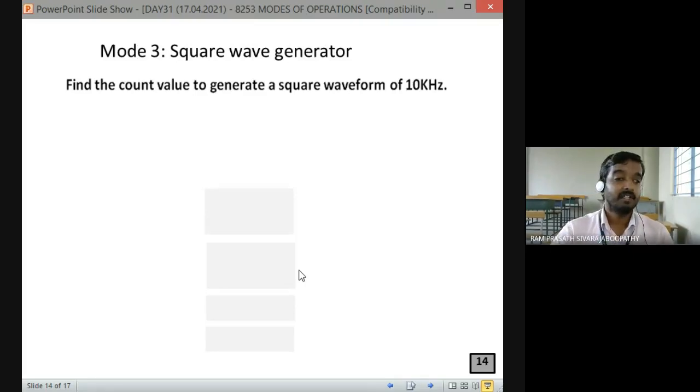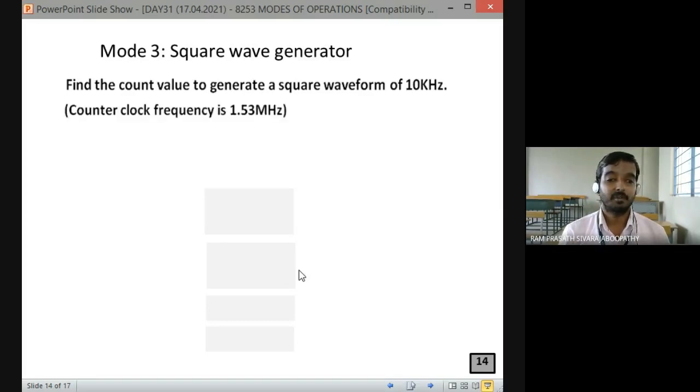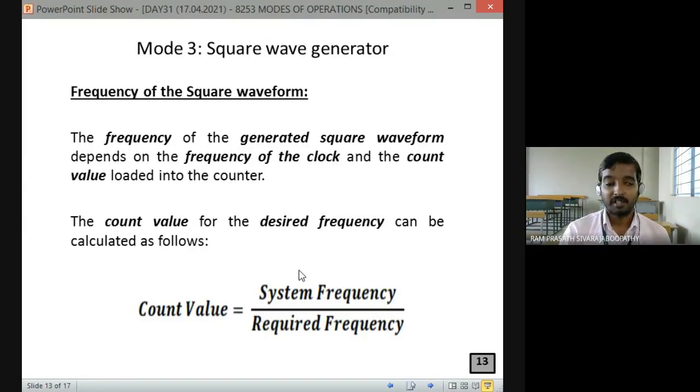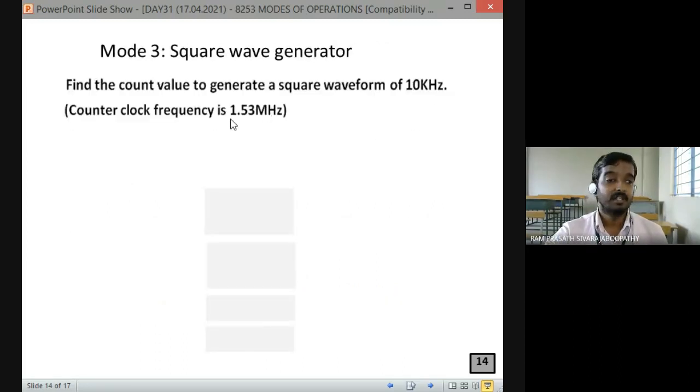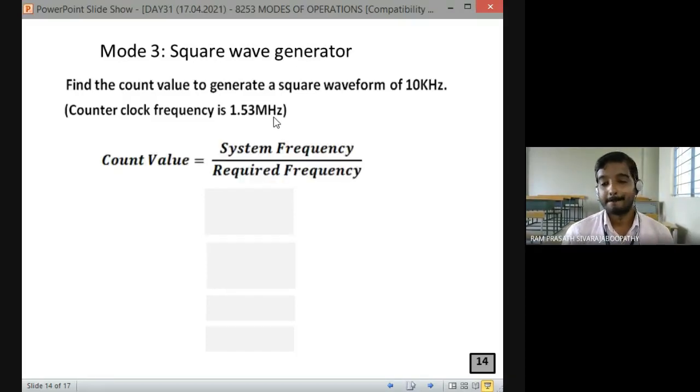Find the count value to generate a square waveform of 10 kilohertz. So what about the required frequency? 10 kilohertz. Assuming the counter clock frequency, that means system frequency, is 1.53 megahertz. Can you find the answer for this? Look at the formula: count value equals system frequency divided by required frequency. Required frequency is 10 kilohertz, system frequency is 1.53 megahertz. Can you find the count value? Can you substitute and tell me the count value?